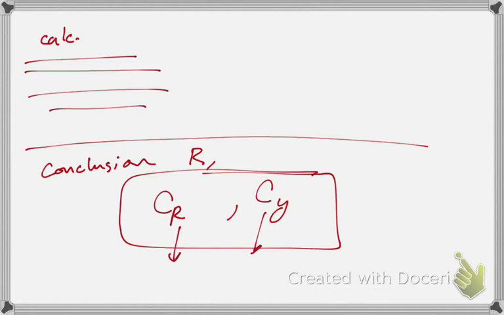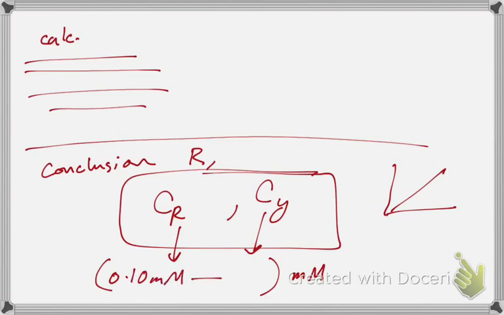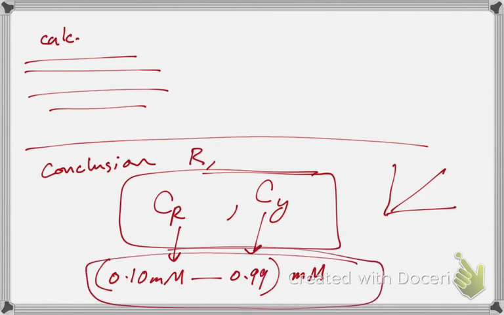Just note that your unknowns have to have a unit that's millimolar, and it has to be within the curve you tested, which means your concentration has to be anywhere between 0.1 millimolar all the way to maybe 0.99 millimolar, right? So if you have something different, it means you're doing something wrong.